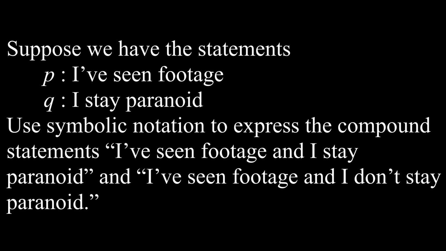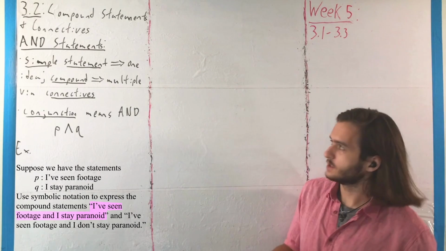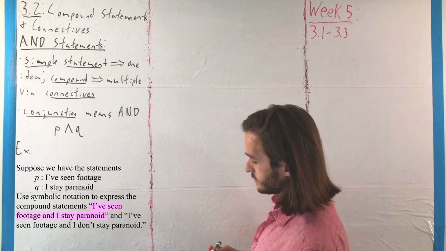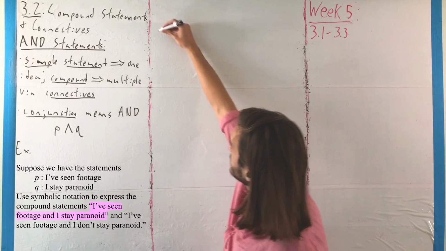works. So let's suppose we have the statements P is "I've seen footage" and Q is "I stay paranoid." We want to use symbolic notation to express the compound statements "I've seen footage and I stay paranoid," along with "I've seen footage and I don't stay paranoid." In the first case, it's a pretty direct one. We have I've seen footage and I stay paranoid. That's just the two of them stuck together.